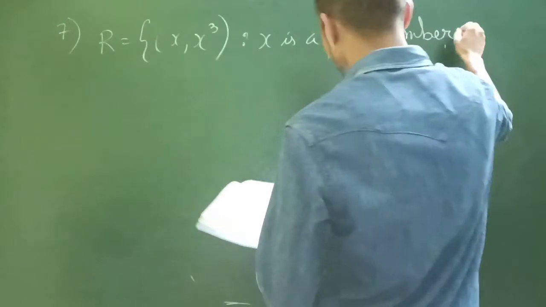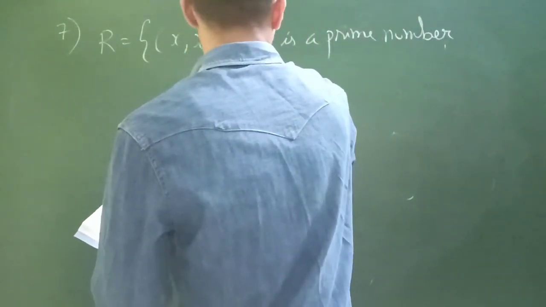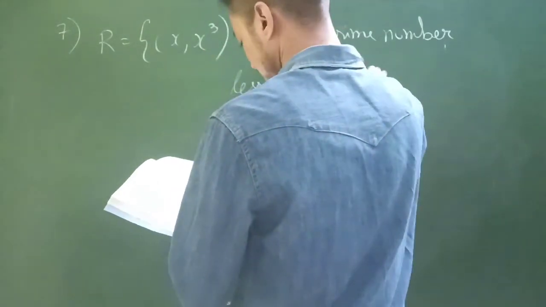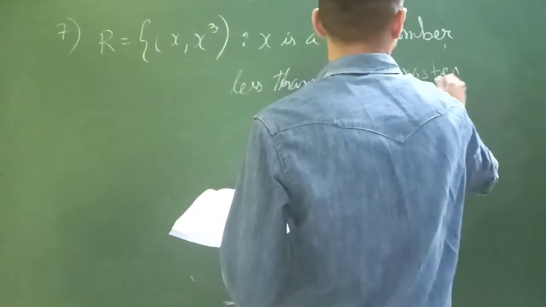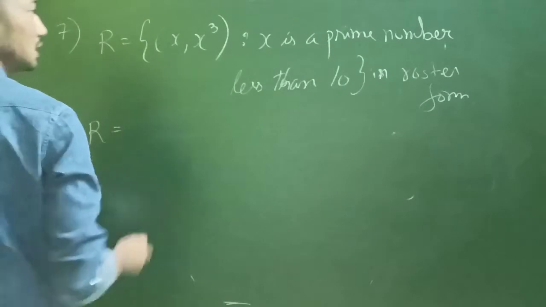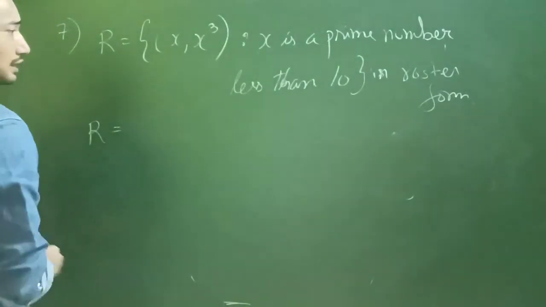You remember the definition of sets, where we say that a set is always a collection of well-defined objects. So this is well defined. Write it in roster form. Okay, that's quite simple. That is x cube, where x is a prime number less than 10.